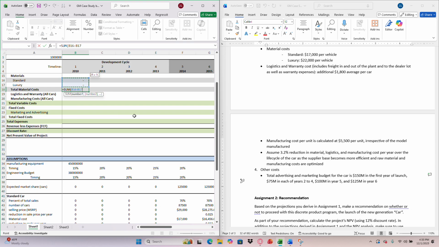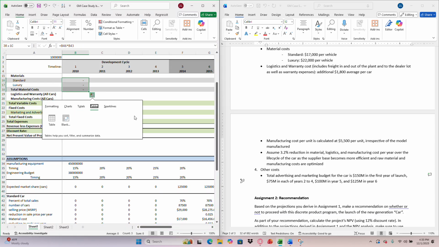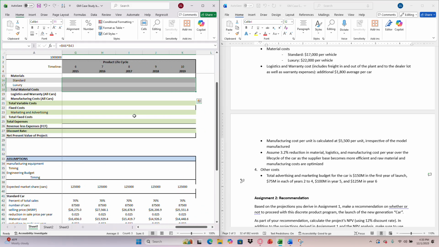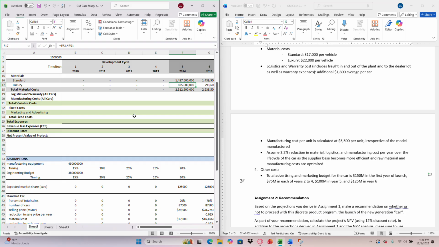We're going to sum this and bring it over, and then we're just going to highlight these 3 cells and come on out here, and we're just going to press Control R. That's going to give us all of our wonderful numbers. Very nice. But we need to find out what our logistics and warranty costs are, along with our manufacturing costs.